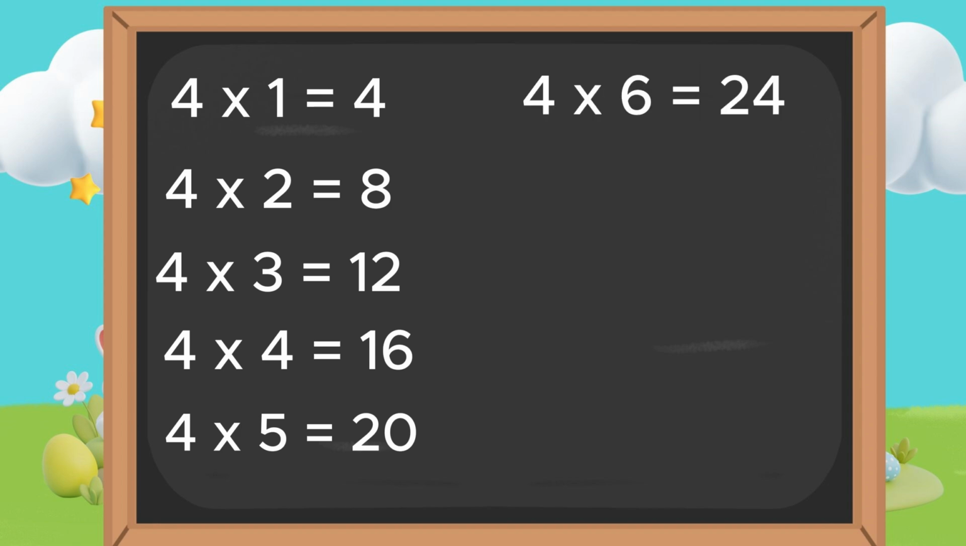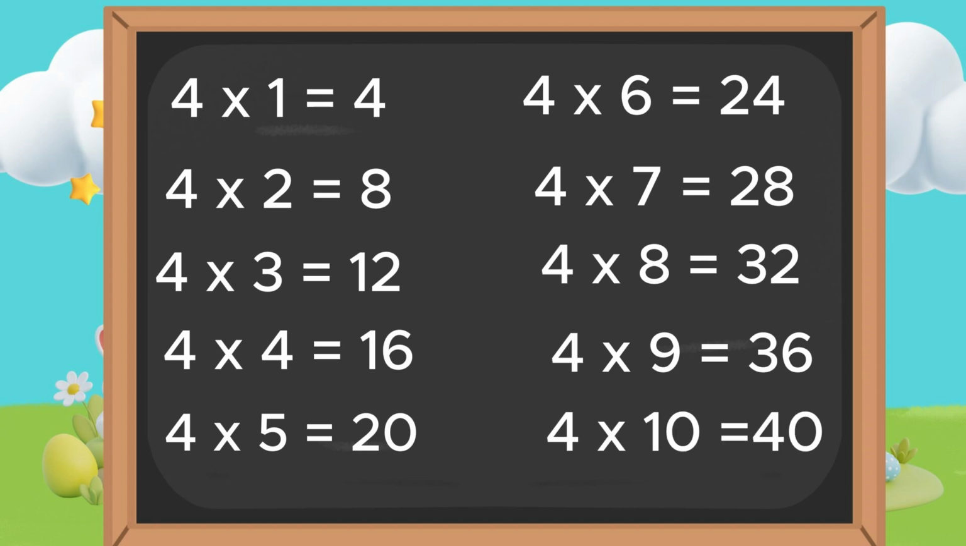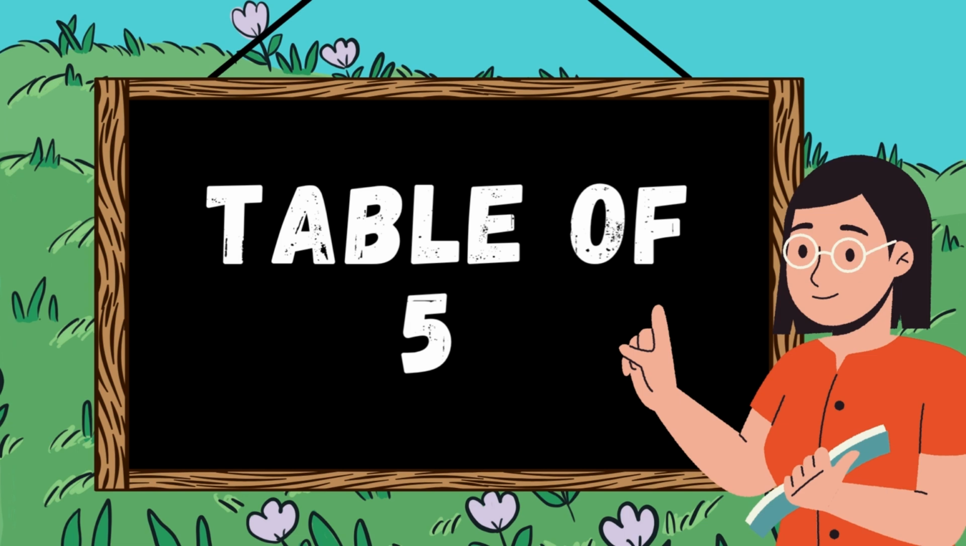4 sixes are 24. 4 sevens are 28. 4 eights are 32. 4 nines are 36. 4 tens are 40. Table of 5.